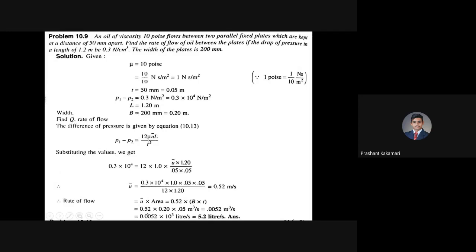Viscosity is given as 1 Newton second per meter square. It is mentioned in poise earlier; we converted it. Then P1 minus P2 is also mentioned in the problem, that is 0.3 Newton per centimeter square. So convert that into Newton per meter square. So in this line also, it should be P1 minus P2 equal to 0.3 Newton per centimeter square. If you multiply this Newton per centimeter square with 10 raised to 4, then it will be Newton per meter square.